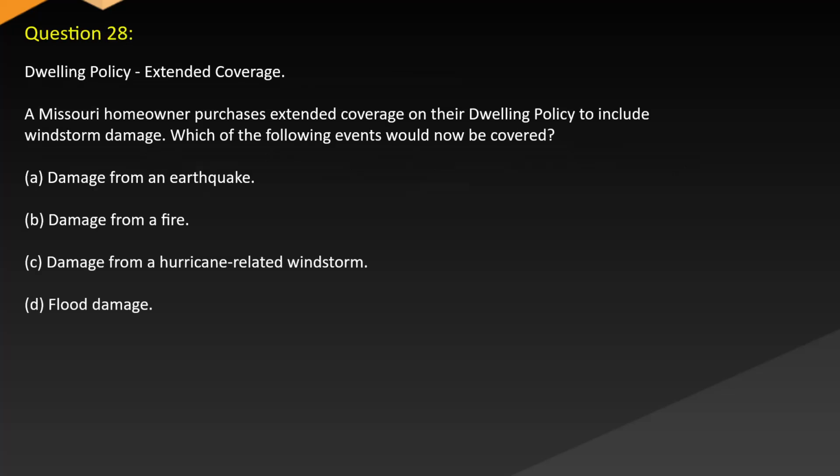Question 28. Dwelling policy. Extended coverage. A Missouri homeowner purchases extended coverage on their dwelling policy to include windstorm damage. Which of the following events would now be covered? A. Damage from an earthquake. B. Damage from a fire. C. Damage from a hurricane-related windstorm. D. Flood damage.